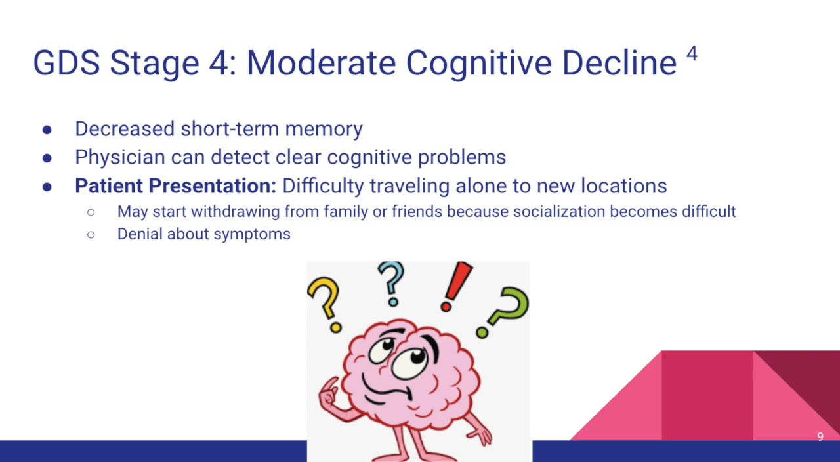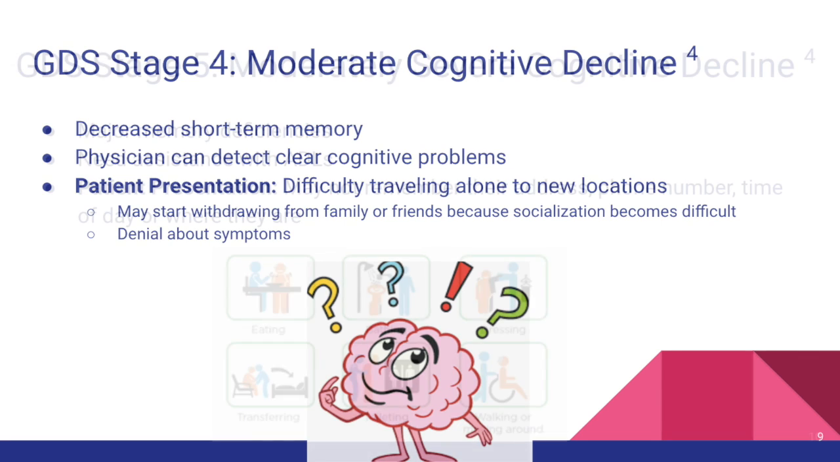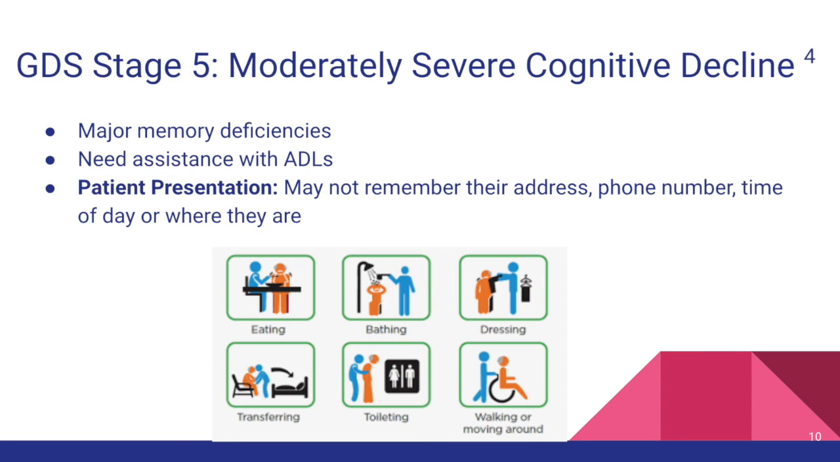GDS stage 4 is moderate cognitive decline, which is when there is decreased short-term memory, and the physician can detect clear cognitive problems at this stage. It might be difficult for the patient to travel alone to new places. They might start withdrawing from family or friends because socialization becomes difficult, and they are typically in denial about their symptoms. This lasts for about 2 years. GDS stage 5 is moderately severe cognitive decline and lasts 1.5 years. There are major memory deficiencies at this stage. The patient will require assistance with ADLs, and they may not remember their address, phone number, time of day, or where they are.